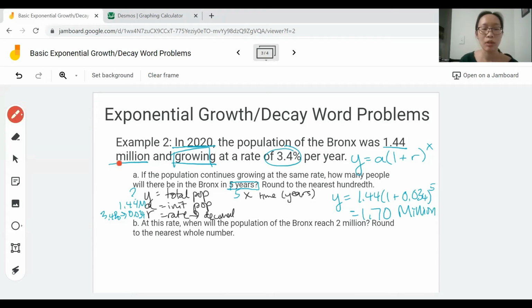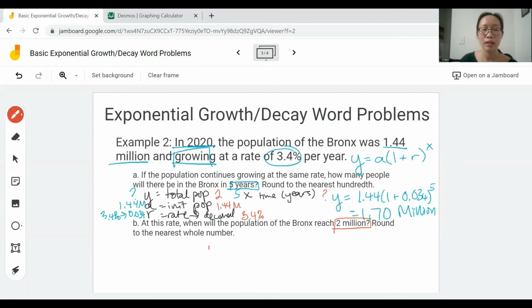So I'm going to go through each of my pieces again. This time I have a total population of 2 million, so I know that this is 2. I know that my initial population has not changed. That's still 1.44 million. My rate is the same, 3.4%. And my time is the thing that I don't know.